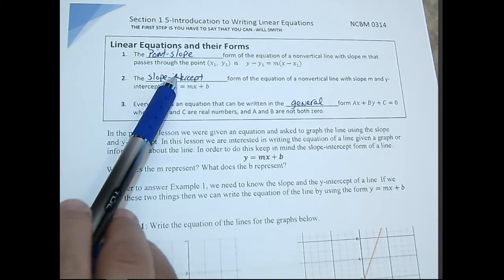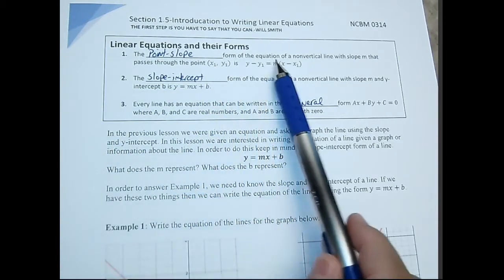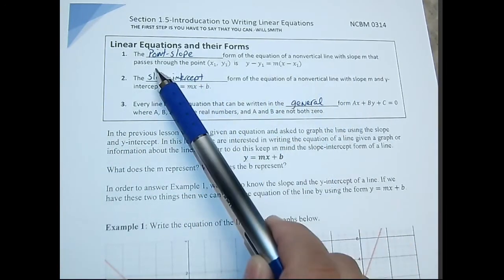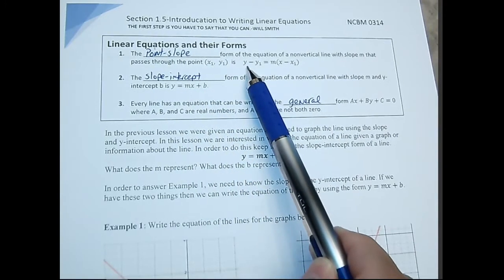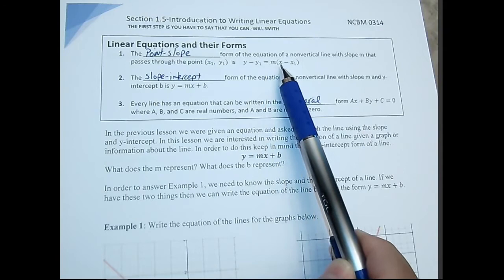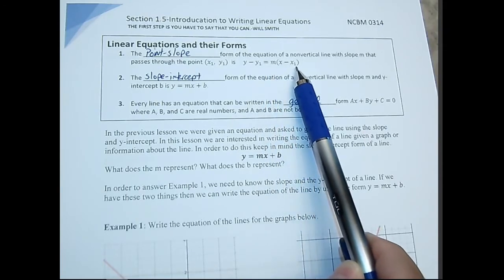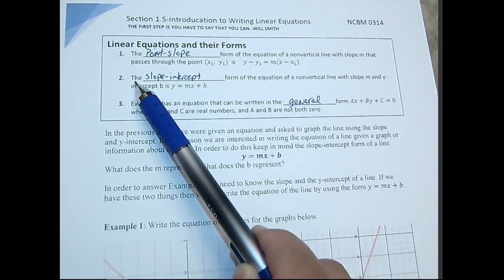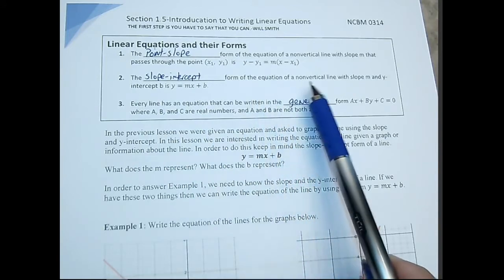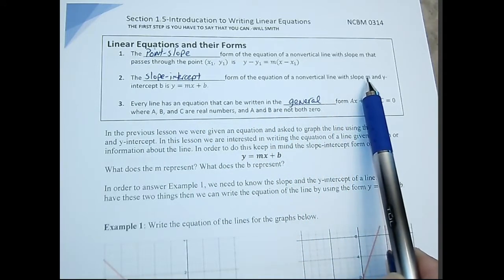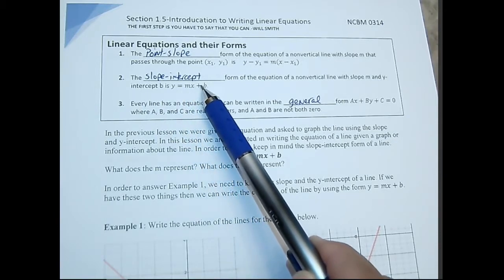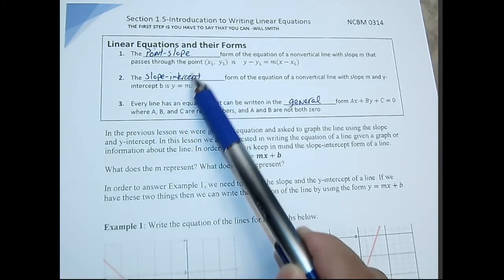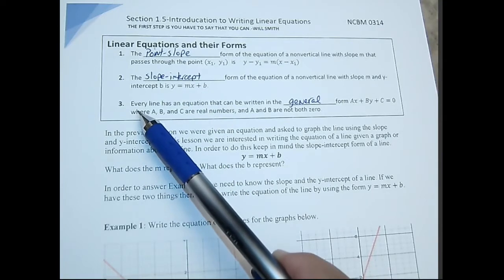The point-slope form of the equation of a non-vertical line with slope m that passes through the point (x1, y1) is y minus y1 equals m times (x minus x1). Number 2, the slope-intercept form of the equation of a non-vertical line with slope m and y-intercept b is y equals mx plus b. So 1 and 2 will be used quite a bit in this section.